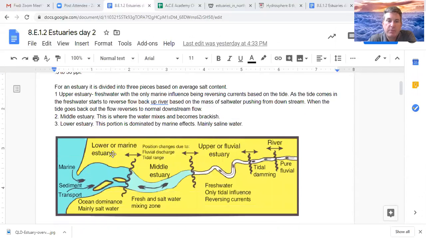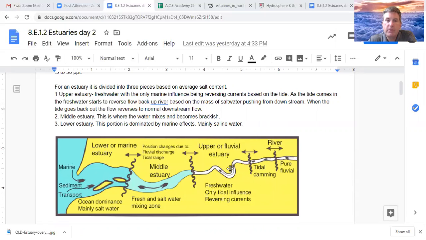Specifically, for this first part, we've got this graphic. Here comes the river from this side, and we've got the ocean from this side. And you've got the upper, the middle, and the lower parts of the estuary. Now the upper part says fresh water, so there's no salt yet. The only tidal influence is reversing currents.